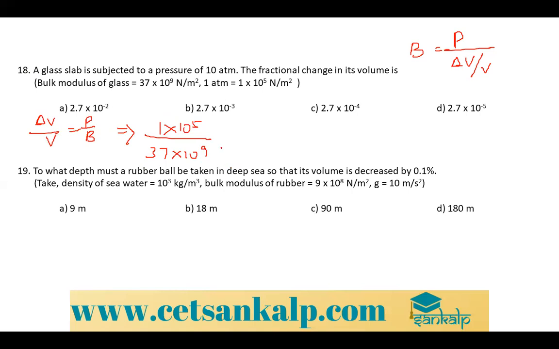So 1 divided by 32, how much does it come to? 0.027 into 10 to the power minus 3. If you shift the decimal, you will get 2.7 into 10 to the power minus 5. So option D is the right answer.